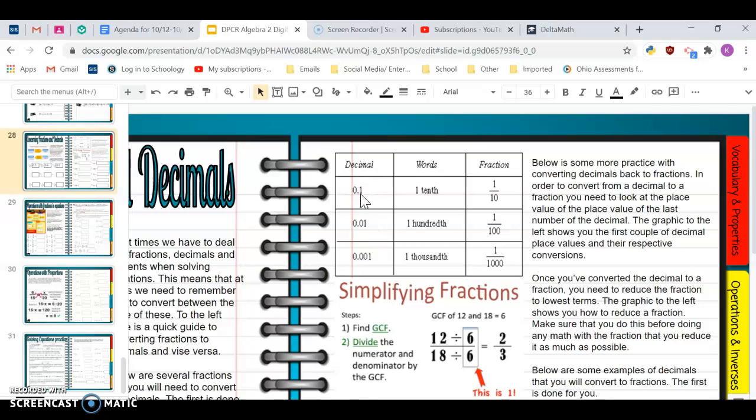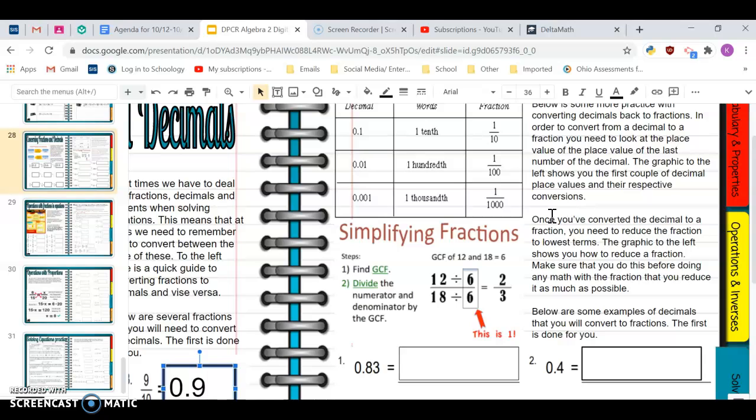So we have 0.1. This 1 is in the tenths place. So if I wanted to turn 0.1 into a fraction, I just take that 1 and I put it over 10. Now if I have this in the hundredths place, I have 0.01. That means that this 1 is in the hundredths place, so it goes over 100. And furthermore, if we have 0.001, that puts it over the thousands place.